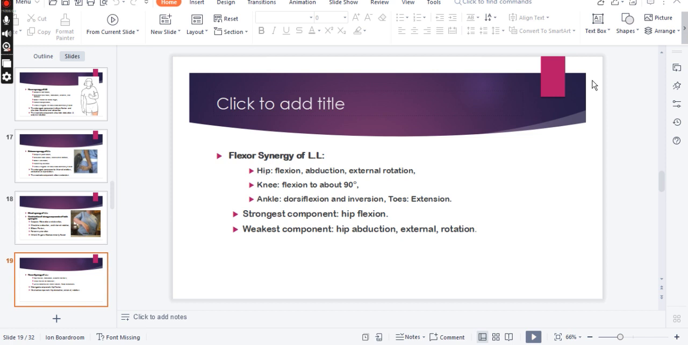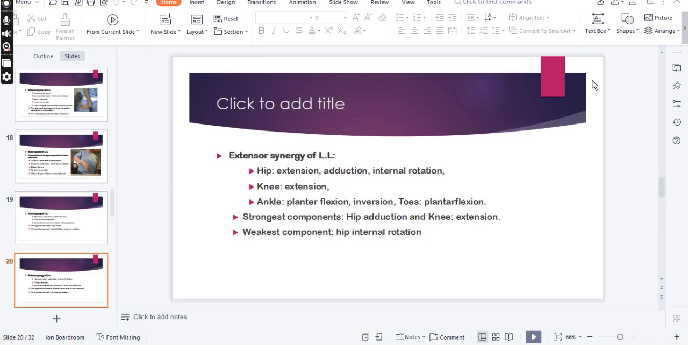Now flexor synergies of lower limb. Hip flexion, abduction, external rotation, knee flexion to about 90 degrees, just like the elbow was at an acute angle in the upper limb. Ankle dorsiflexion and inversion, toes extension. Strongest component is hip flexion, weakest component is hip abduction and external rotation.